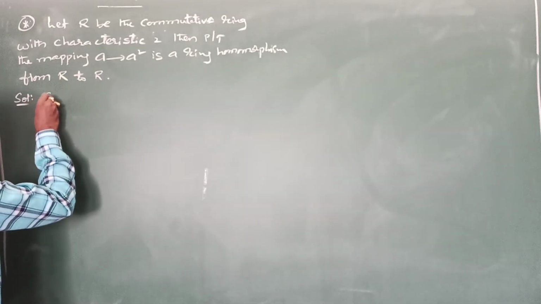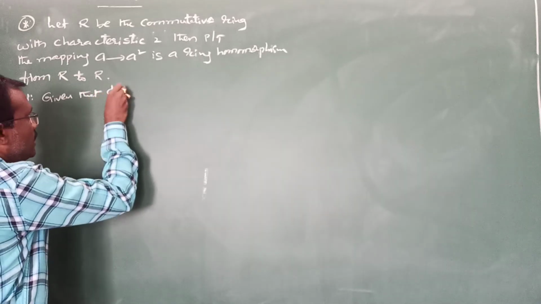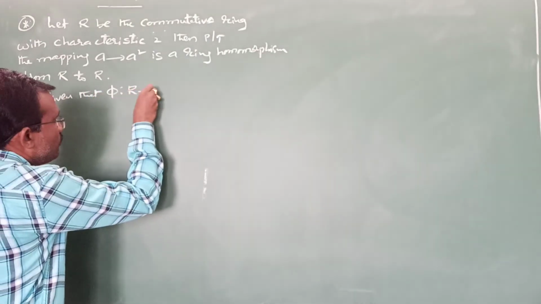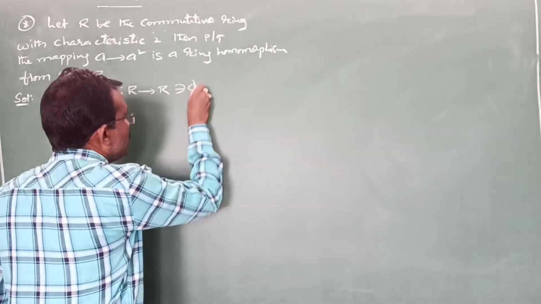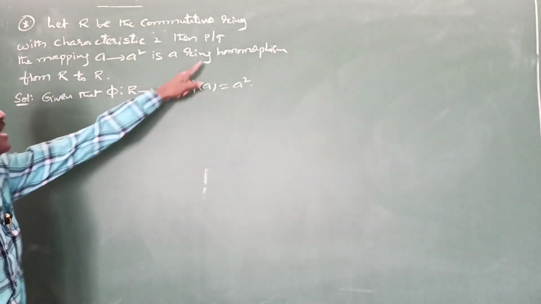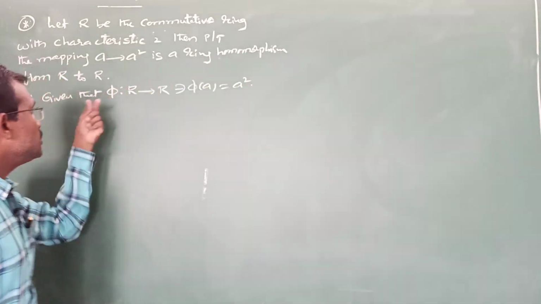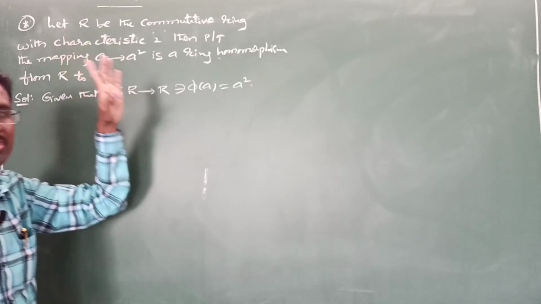Now here internally they are giving the mapping. Phi from where to where? Phi from R to R, anything you can take. Phi is from R to R according to what definition? Phi of a is equal to a square. Now we have to show this phi is what? Ring homomorphism. But there they are giving that R is a commutative ring and its characteristic is 2.